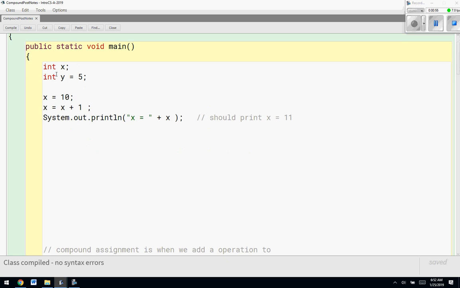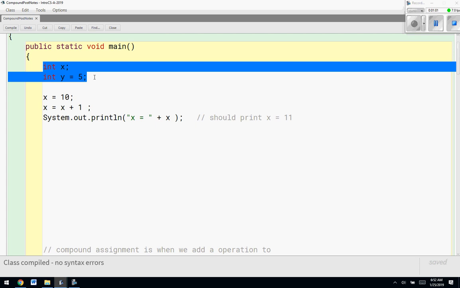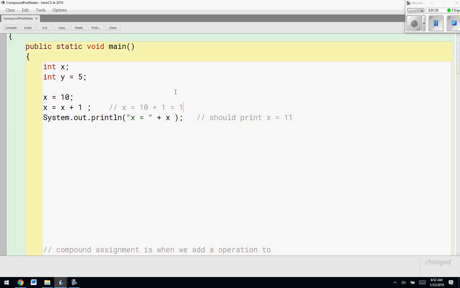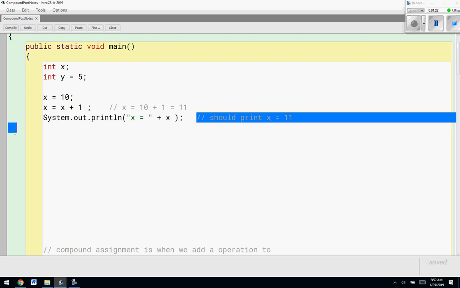Okay, so we have int x, so I declared x. Notice I didn't initialize it yet. Int y equals 5. So y was declared and initialized. I set x equals to 10, and I say x equals x plus 1. Now remember, what this line is doing is it's setting x equal to the current value of x, which is 10, adding 1. So it's going to set x equal to 11. And when we run it, that's what it's going to print.